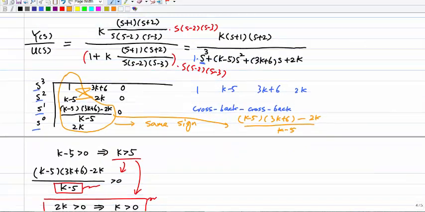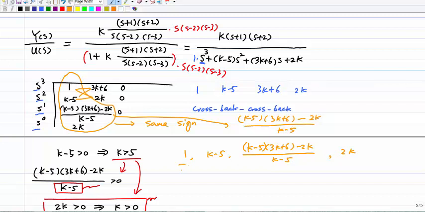To make sure the system is stable, I must have the first column of my Routh array not change sign. So my first column is 1, k minus 5, (3k plus 6) minus 2k divided by k minus 5, and also 2k. This must not change sign. The first entry is already positive, so all these numbers must be positive, basically.